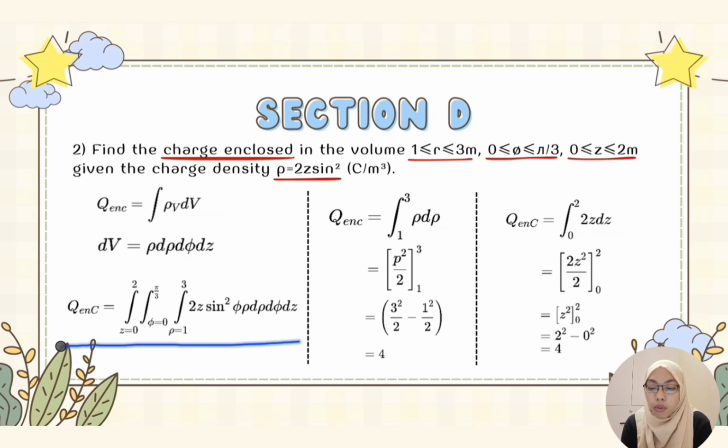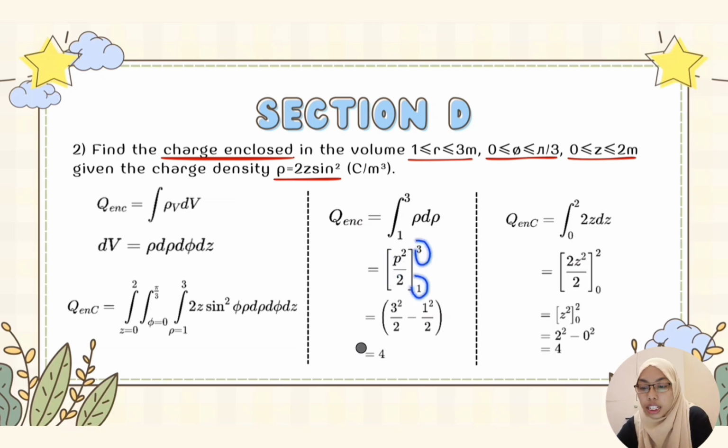So we can put the information into the formula, and we get Q enclosed equal to integration of 0 to 2, 0 to pi over 3, 1 to 3, 2z sine squared phi rho d rho d phi dz. And then we need to integrate all of this. To avoid mistakes, we can integrate one by one. First, we integrate d rho. Q enclosed equal to integration of 1 until 3 rho d rho. When we integrate rho, we get rho squared over 2. Insert the values and we can get 4.